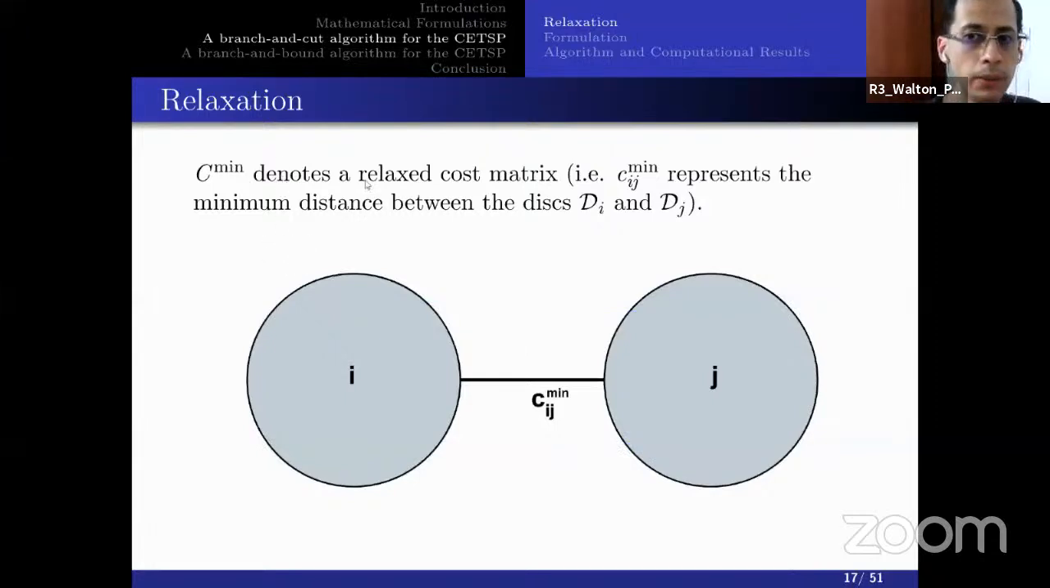So we are calling this a relaxed cost matrix, which gives you a lower bound on the distance between any pair of vertices actually. So you just need to compute the closest distance between any pair of vertices, and then you call this one lower bound for the actual travel distance between those vertices. So I do that, and then I call this matrix C min.